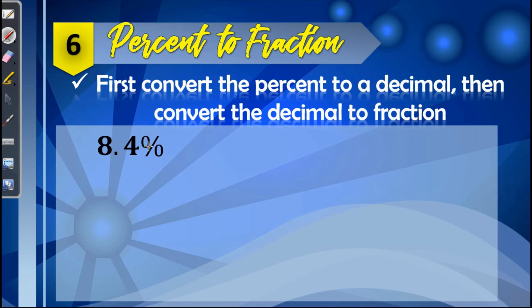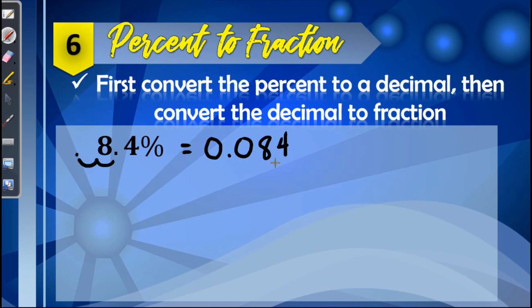First, ignore the percent sign. Afterwards, we have to move the decimal point 2 places to the left. So let's count. We have 1, 2. So we have to place the decimal point here. So meaning, this percentage is equivalent to 0.084 in decimal.